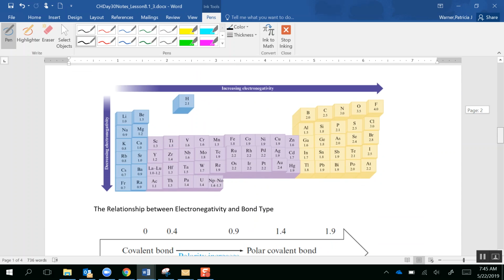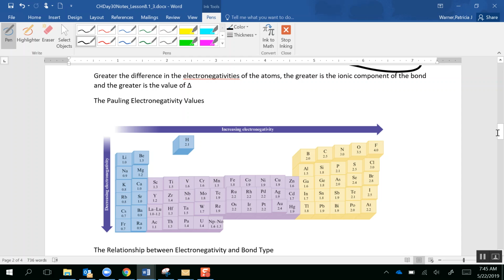All right. So here's Pauling's electronegativity values. Notice up here, fluorine is a 4, and down here, francium is, excuse me, a 0.7. So you can kind of see a trend on how electronegativities increase the closer they get to fluorine, the higher the electronegativity, the higher the ability to pull electrons toward it.